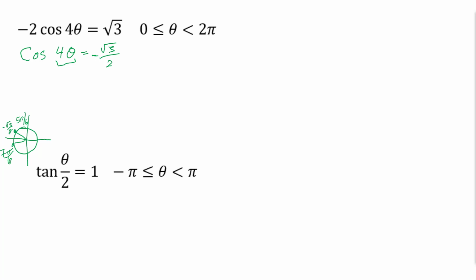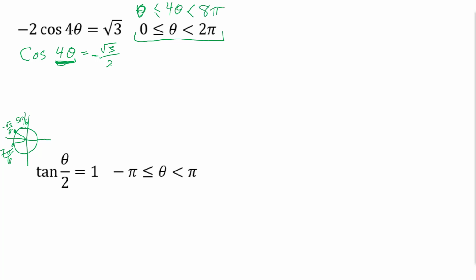However, we need to look at this a little bit more. This 4 theta, if we want theta to be between 0 and 2 pi, we need to figure out what 4 theta is going to be. We can multiply each of these three terms by 4, and that tells us that 4 times 0 is 0. 0 is less than or equal to 4 theta is less than 8 pi.